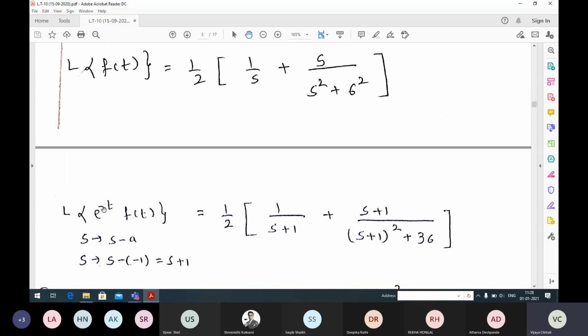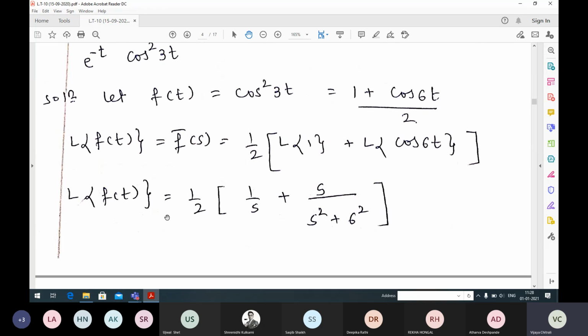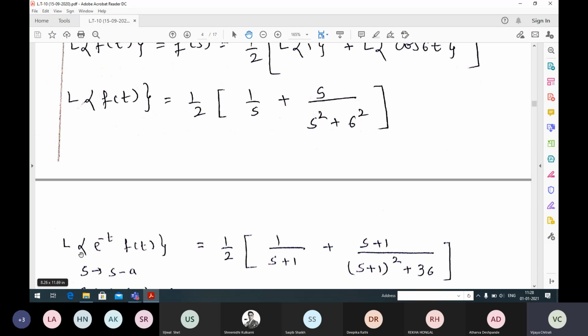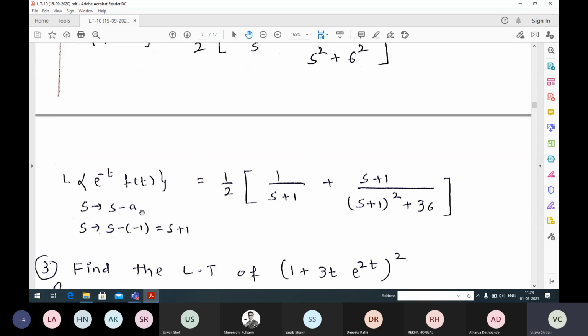Laplace transform of e raised to minus t cos square 3t. So we have taken this as f of t. So this is e raised to minus t times f of t. So this is a function f of t multiplied by e raised to at. Here a is minus 1. Change s to s minus a.